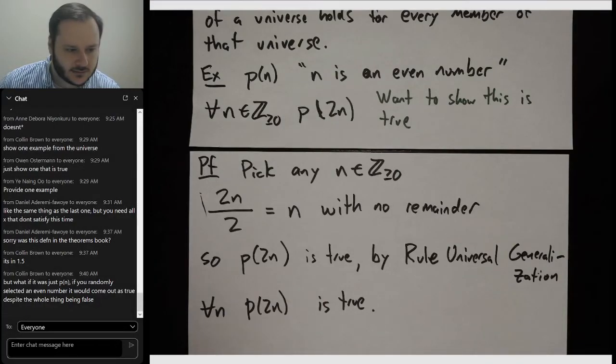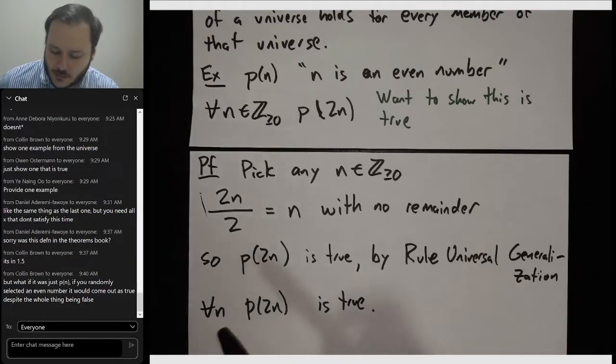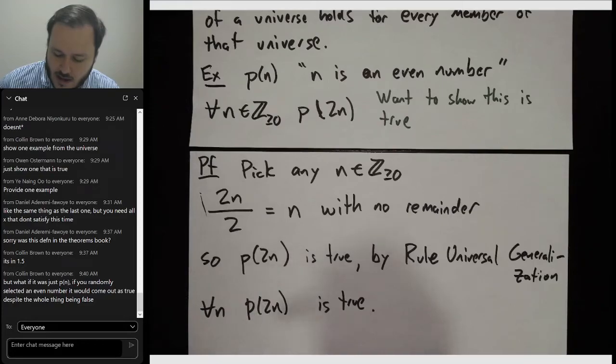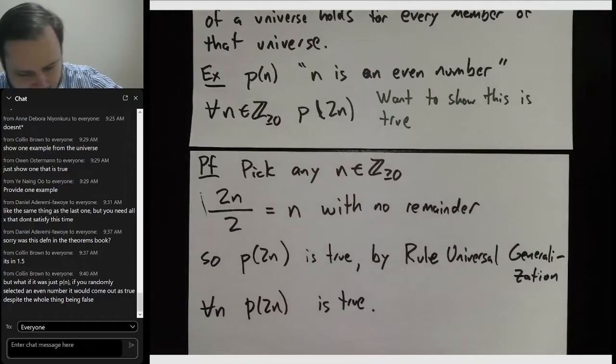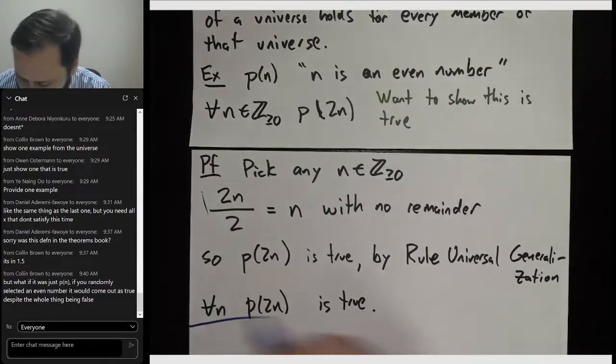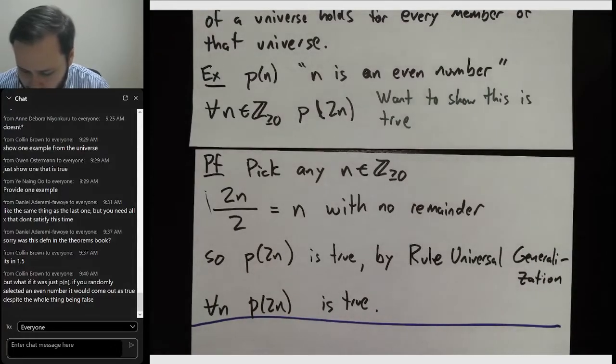But what if it was just P of n, you randomly selected an even number? It would come out as true despite the whole thing being false. So let's go into that example. This is a good question. There is a little bit more I want to say, but let's see if I can get this done. But this is a really good point.